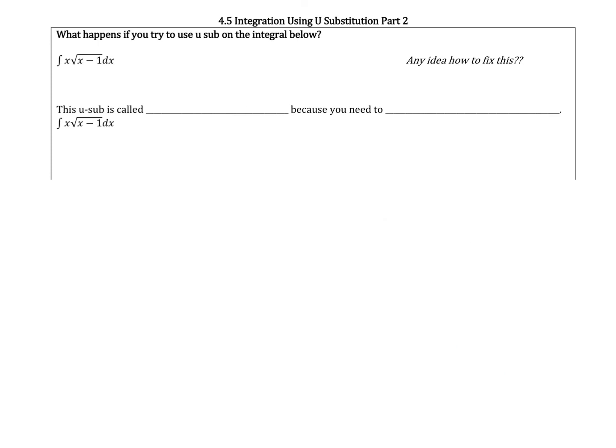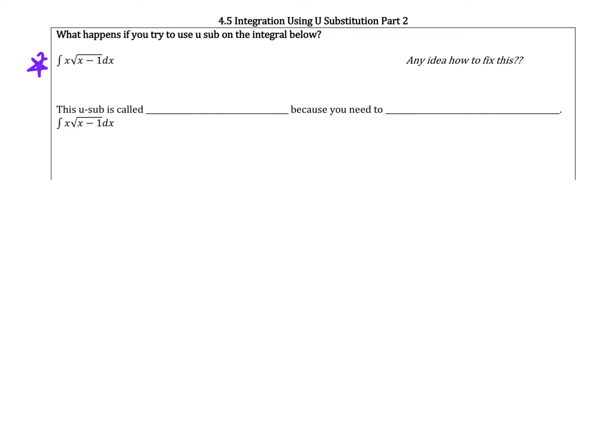So why don't you go ahead and try and do U-substitution on this indefinite integral here using what we already know, and then see if you have an issue when you're doing that. Then unpause the video and see how you did.